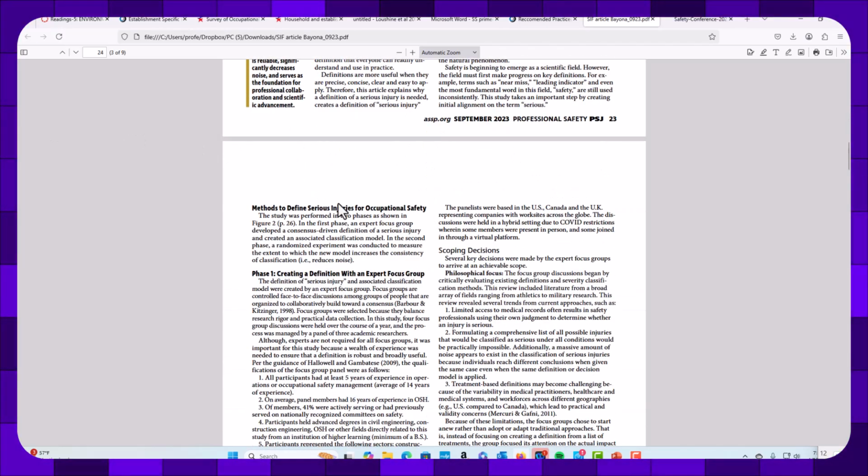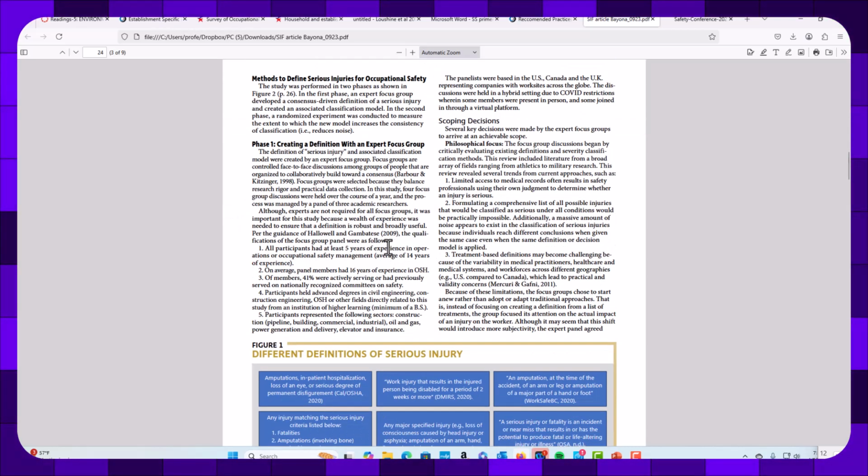So what they did is, their method is they basically got together a bunch of experts to talk about it and come up with something. What do they call that? A Delphi technique? They don't call it that, but it's similar to a Delphi technique in which experts are the ones, it's a focus group. They discuss it. They try to come up with something.